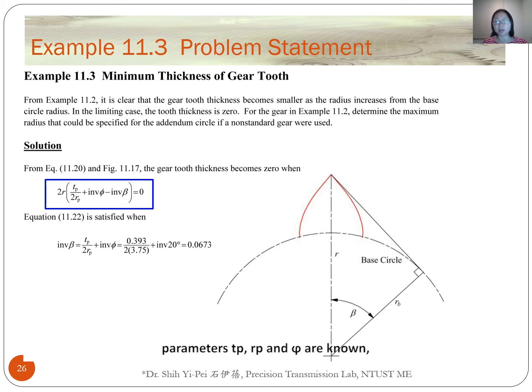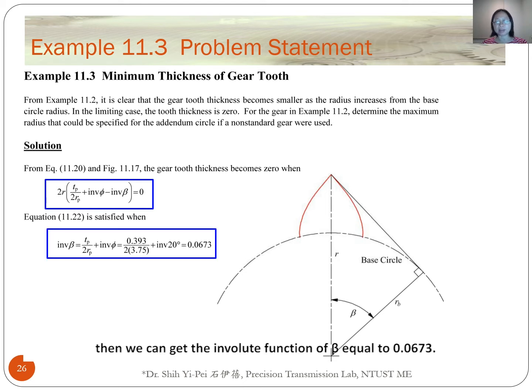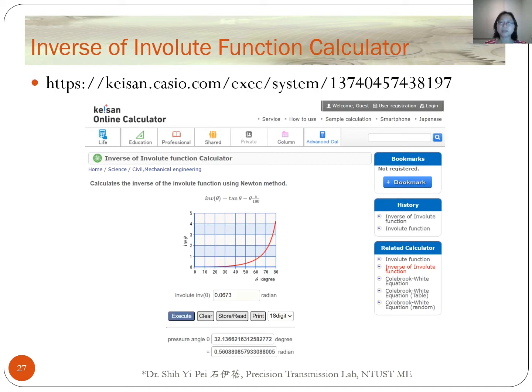Parameters Tp, Rp, and phi are known. Then we can get the involute function of beta equal to 0.0673. We need to compute the inverse of the involute function of beta. This website provides an inverse involute function calculator. Let us visit this website.